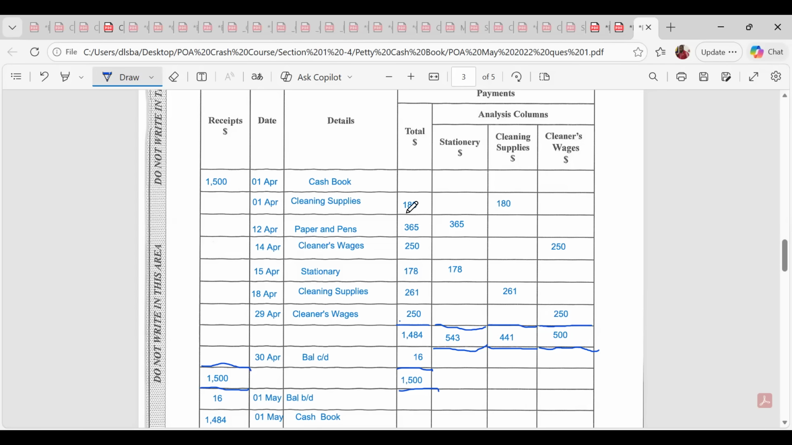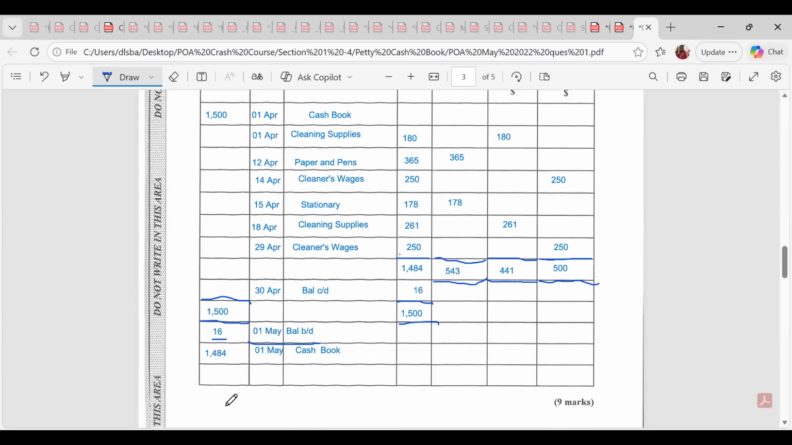After I put my balance brought down, just to repeat, I will calculate my balance carried down by taking the 1500 from the receipts and minusing my total in the total column, which is 1484. That's how I got the 16. Then I would put my totals on both sides, which is how I got the 1500 on the receipts and the 1500 on the total. And then the first of the following month, I'll put my balance brought down as 16 on the receipts.